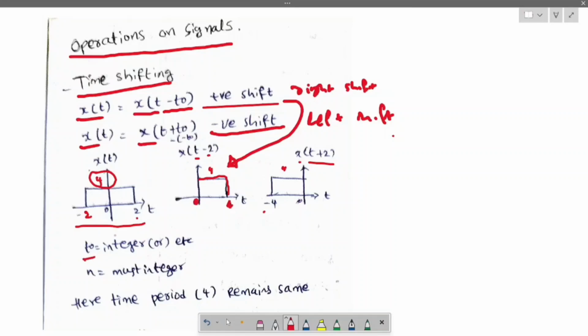Now t naught may be an integer or anything. n must be an integer. What does n mean? It is for the discrete value, right? For a discrete time signal, n must be an integer. Here the time period 4 remains the same in any of the shifts. Okay, this is how the time shifting will be.